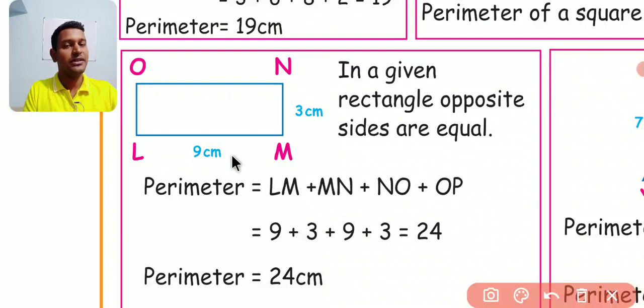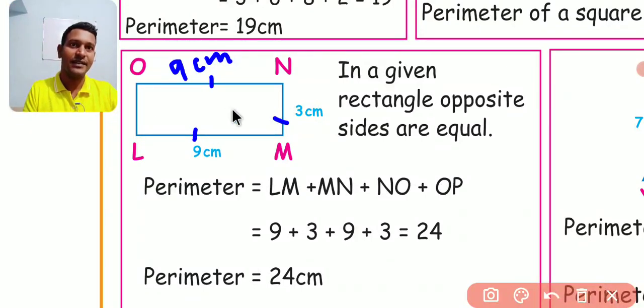In a rectangle opposite sides are equal, therefore this side is equal to this side. This side is 9 centimeter, therefore this side also what? Yes, 9 centimeter. Very good. This side is 3 centimeter. What about this side? Because this side is opposite to this side, this is also, yes, 3 centimeter.